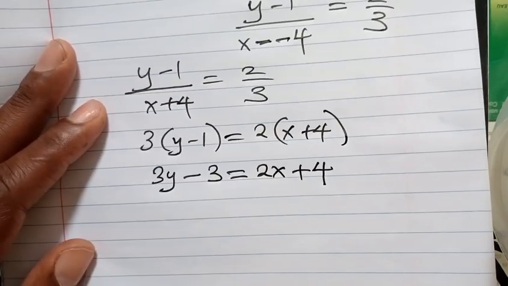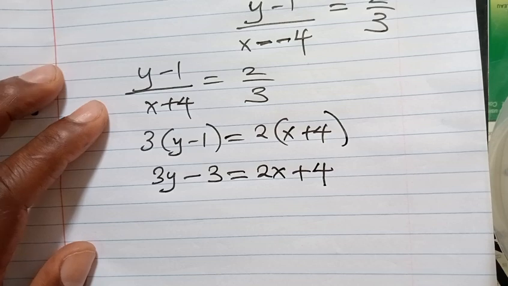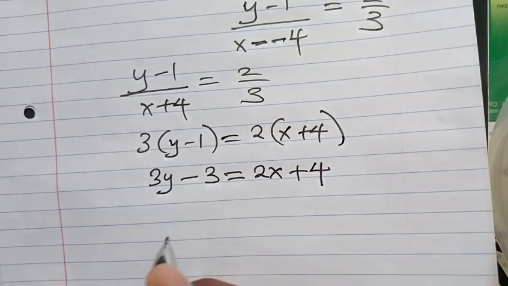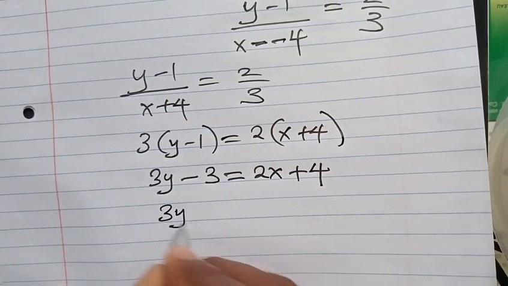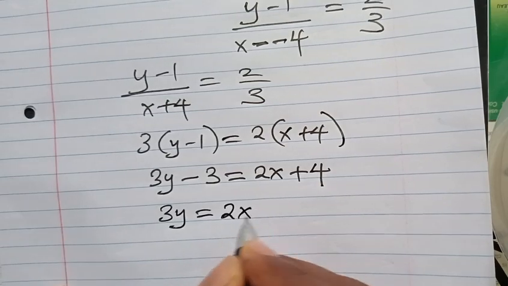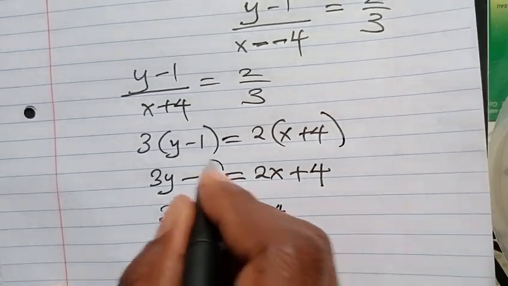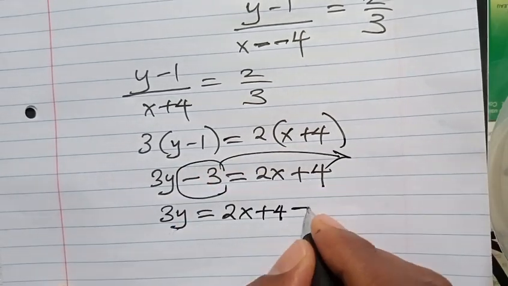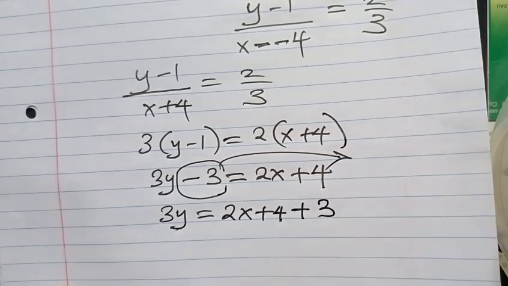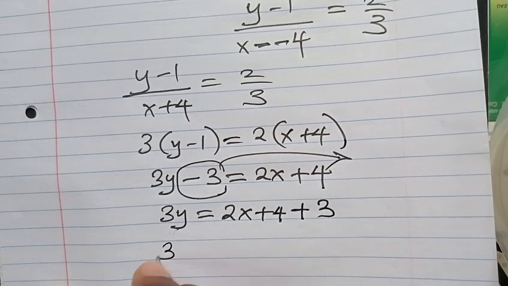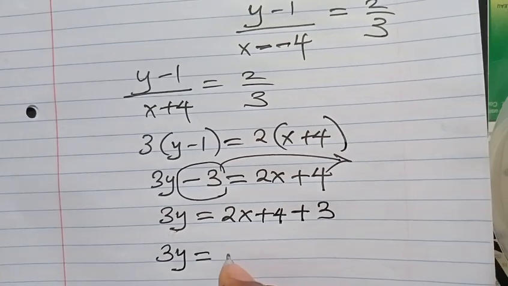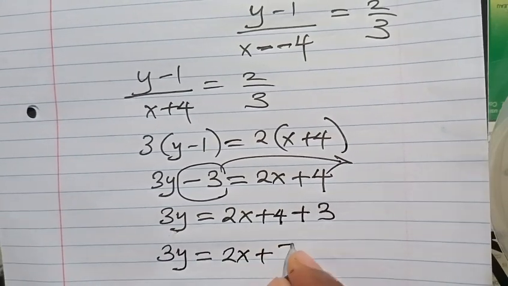Like terms together and arrange the equation in the form that we are advised. So 3y remains here is equals to 2x plus 8. Then this one crosses the equal sign to become plus 3. We shall have 3y is equals to 2x plus 11.